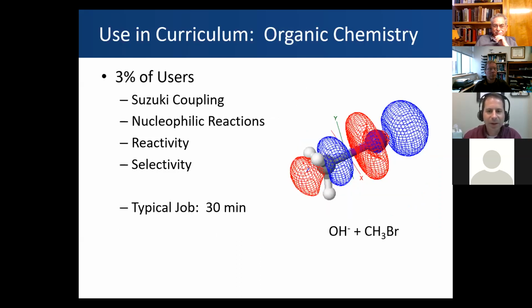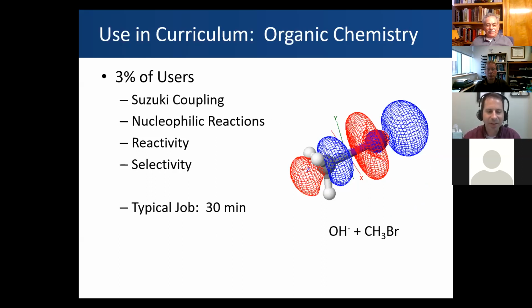We have very few users from organic chemistry. Typically, computational chemistry is kind of a physical chemistry domain. There are physical organic chemists that do both, but I'm trying to increase the number of people that use the website for organic chemistry because there are so many things you can show that take place because of molecular orbitals and the location of electrons.